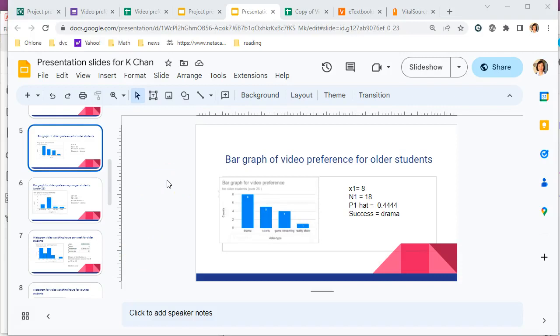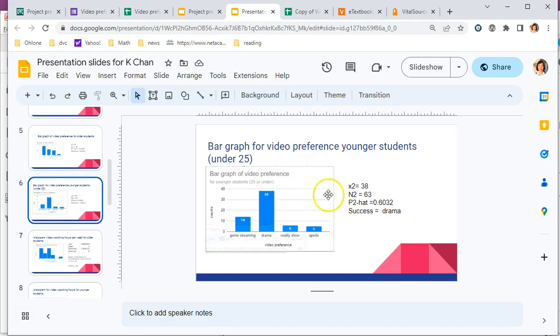In the last video, we made 5 graphs by summarizing the data that we have collected. 2 bar graphs. The first one is for the video preference of dramas or different videos. And we choose drama to be success, and then we have 18.44. Second bar graph, we summarized also video preference. X2 is 38, N2 is 63, with the success being drama, 0.6032.